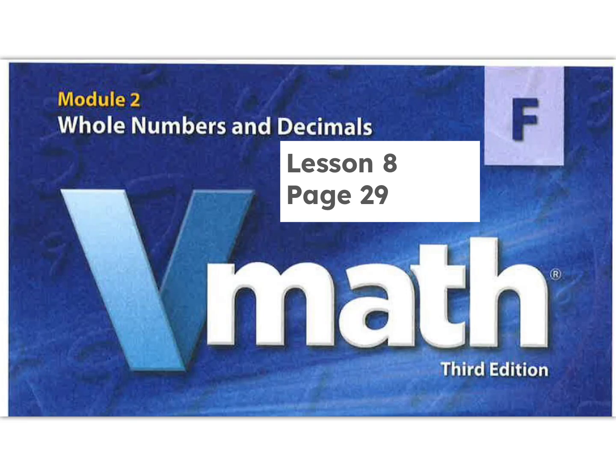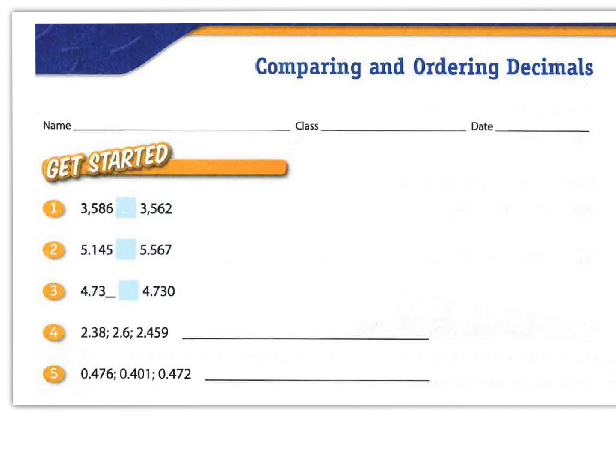Hi everyone, this is Module 2, Whole Numbers and Decimals, Level F of VMath. This is Lesson 8, so turn to page 29 to follow along and take notes. All right, comparing and ordering decimals. So we're going to write greater than, less than, or equal to.